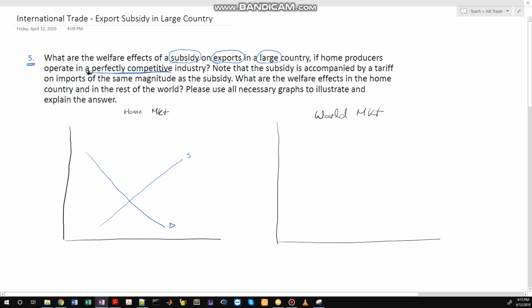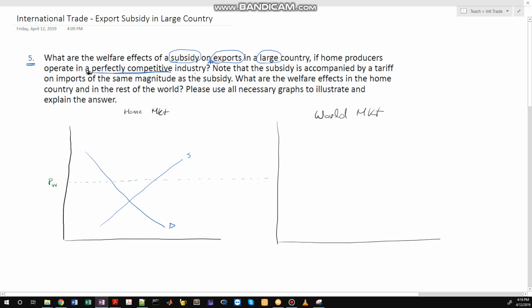Now I did make them intersect quite low because I already knew that we're talking about a subsidy on exports. And what that means is that the world price is going to have to be somewhere above, so that I export rather than import. Okay, so now we know price W is up here.